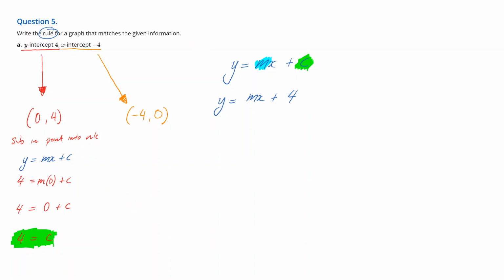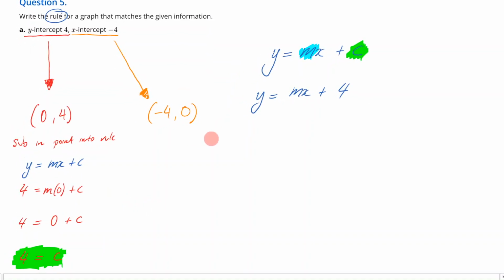All right, let's keep on going. For the next one, I've got -4, 0. Well, we're going to do the same thing. Sub in point into rule. But guess what? Our rule is now this one, because we know what c is equal to. So let's use that. So I'm going to now take my rule, which is y is equal to mx plus 4, like that, and into my x spot, I'll put -4, and into my y spot, I'll put 0.